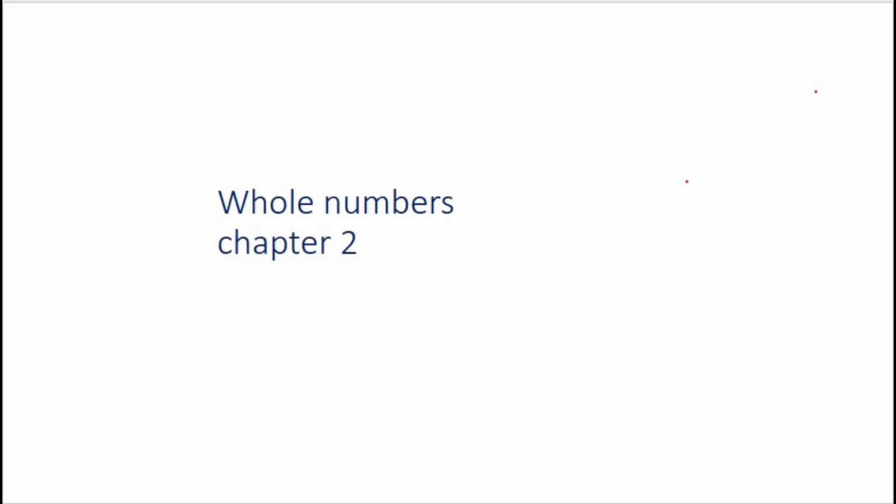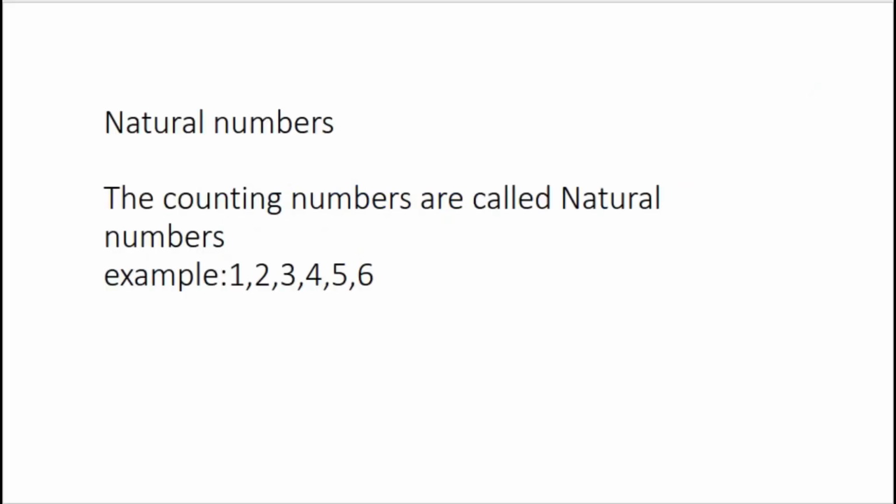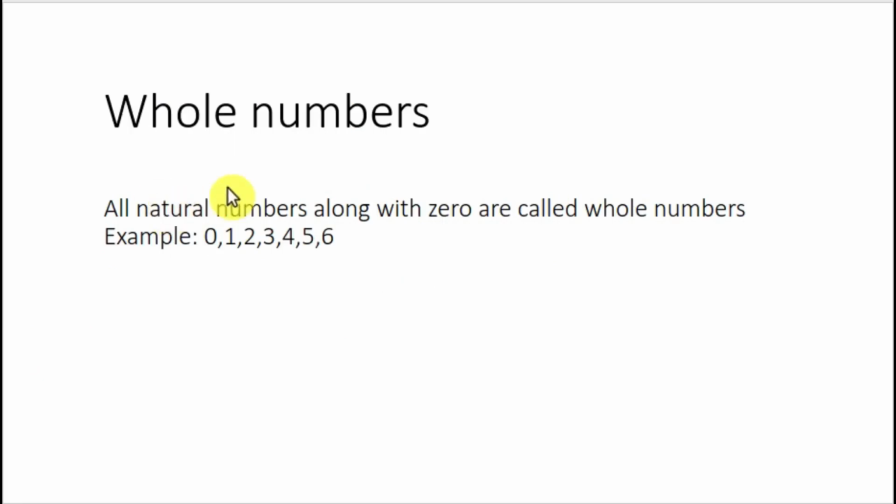Going to learn about whole numbers. First, before that, we all know what natural numbers are. The counting numbers are called natural numbers. The numbers start from 1, 2, 3, 4, 5, 6 and so on. So, what about whole numbers? All natural numbers with 0 are called whole numbers.